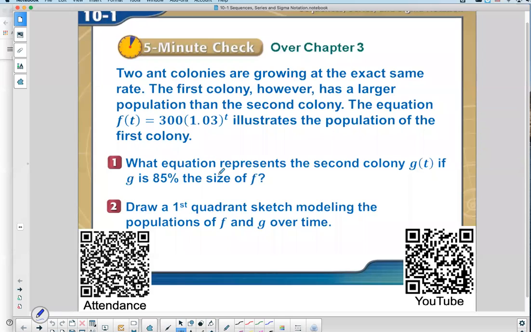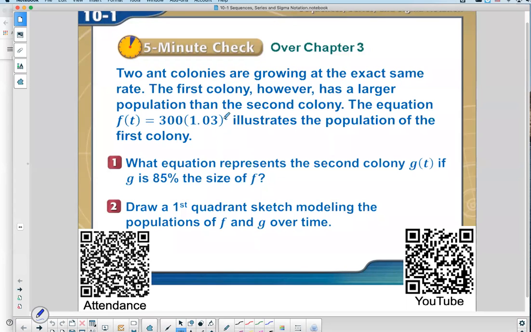It says, 2 ant colonies are growing at the exact same rate. The first colony, however, has a larger population than the second colony. The equation f of t equals 300 times 1.03 to the power of t illustrates the population of the first colony. So this is exponential because the variable is in the power. Just a reminder, since it's been a week since we've done anything, exponential has a base raised to a power. That's exponential here. So this is the first colony. What equation represents the second colony if G is 85% the size of F?